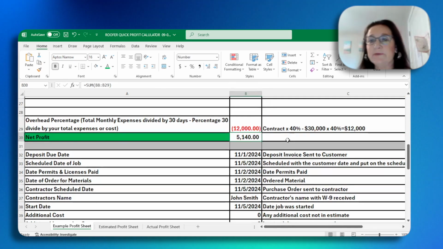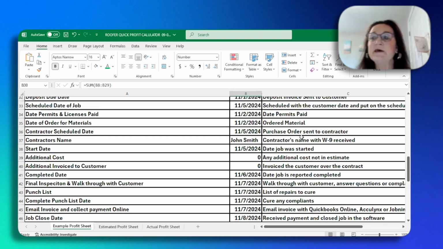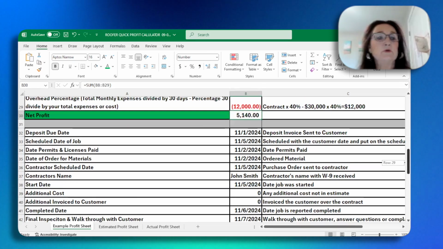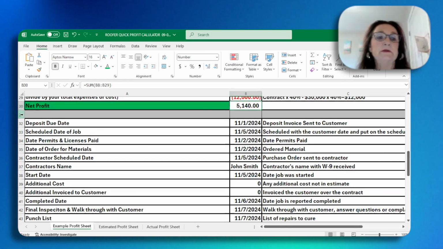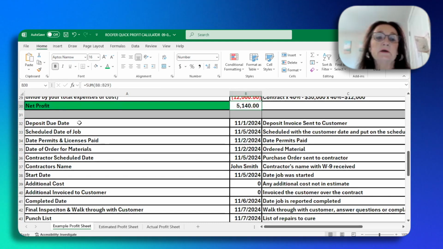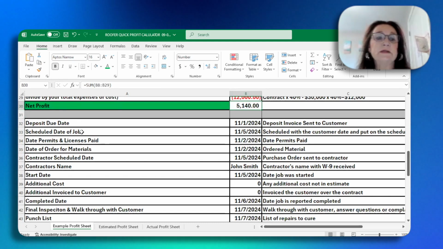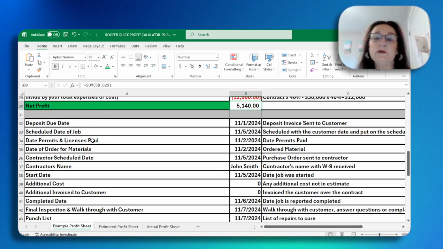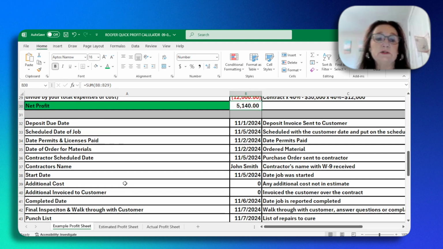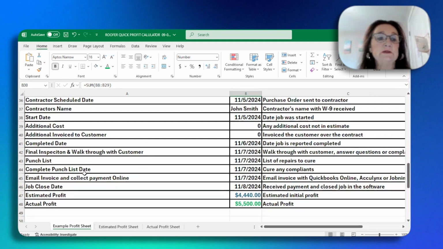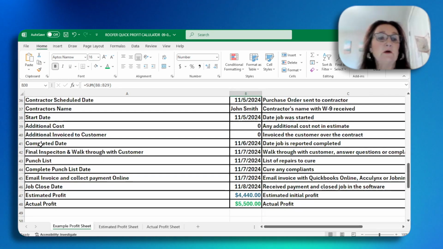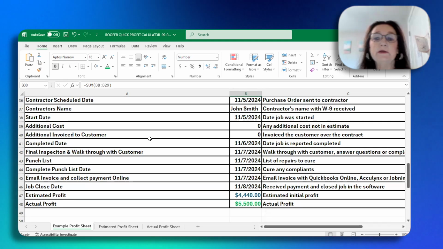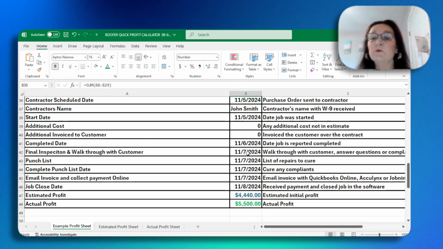So if all these were estimating this, I would say I'm going to make $5,140 on the job. And here I've just put together some progress steps for you, like the date the deposit is due after the customer has approved the contract, and then the scheduled date of the job, the date you get your permit and license, date you order your material, and just all of these. I won't go through each individual one, but I think these are to pay attention to here, like your completed date and then your final inspection that you're going to walk through with the customer.